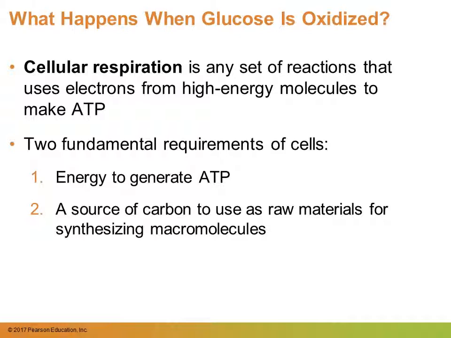So how else can we describe cellular respiration? Well, it's a set of reactions, and it's using electrons to actually synthesize ATP. So it says there's 2 fundamental requirements of a cell. Number 1 is energy to generate ATP, and 2, a source of carbon to use as raw materials. So what does that exactly mean?